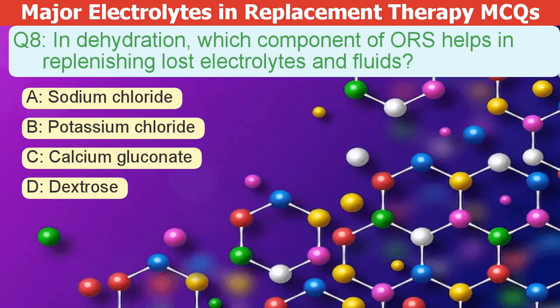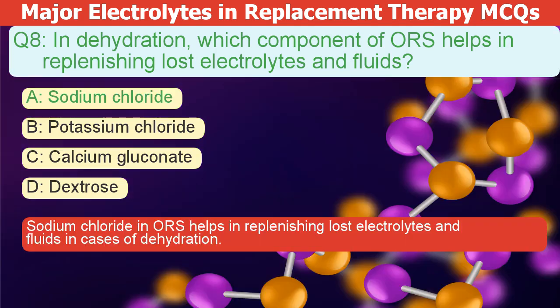In dehydration, which OS component replenishes lost electrolytes and fluids? A. Sodium chloride. B. Potassium chloride. C. Calcium gluconate. D. Dextrose. The correct answer is A. Sodium chloride in OS helps replenish lost electrolytes and fluids in cases of dehydration.